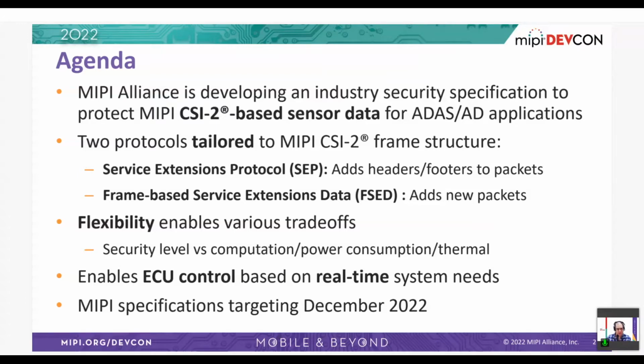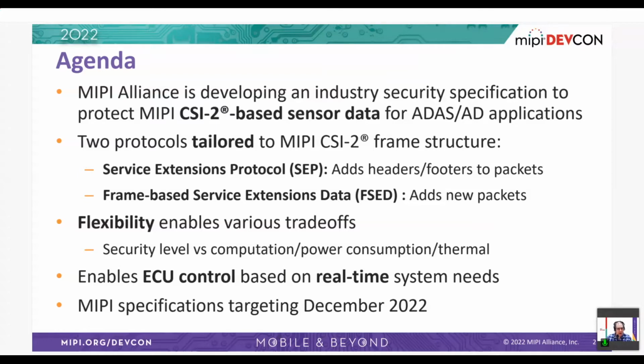As Harun mentioned, the applications that we're focusing on are advanced driver assistance systems and also automated driving applications. And what this has ended up producing is two protocols, one called the Service Extensions Protocol, or SEP, and another one called the Frame-Based Service Extensions Data, or FSED. And these actually share a lot of similarities. The main difference between them is in how the formatting happens, and the SEP allows a bit more fine-grained details. It's more message-based, whereas frame-based is frame-based.